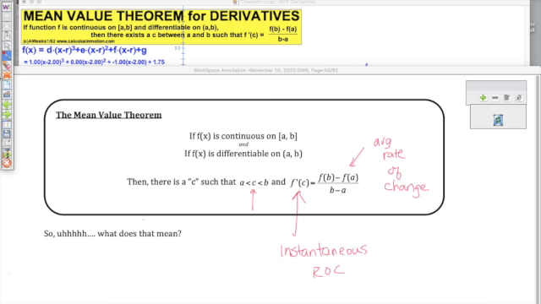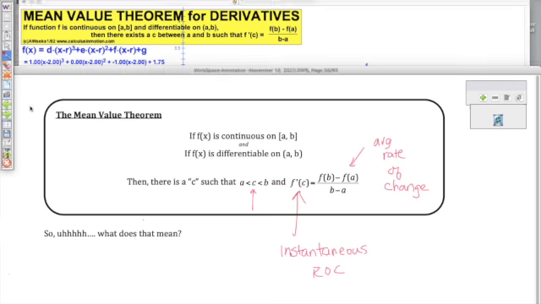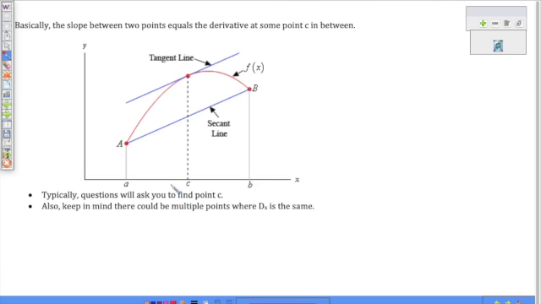All right, so we've kind of talked about what it means. We've visualized what it means. Let's talk about how this actually applies to some math here, or how we would do some problems with it. All right. So here's another picture. The slope between 2 points has to equal the derivative at some point. So there's another picture for you.